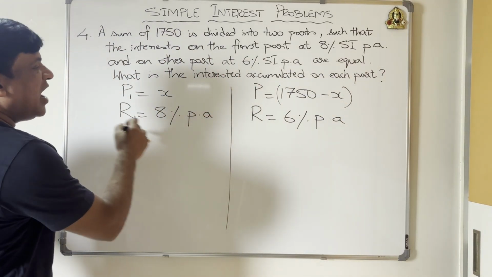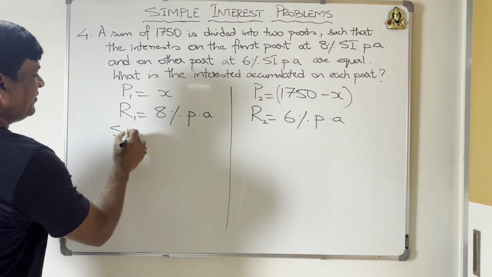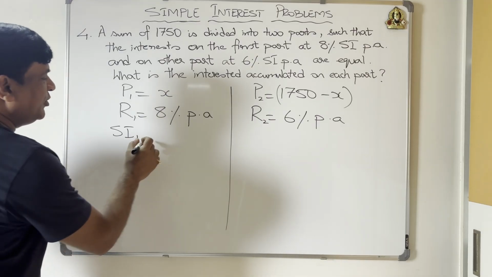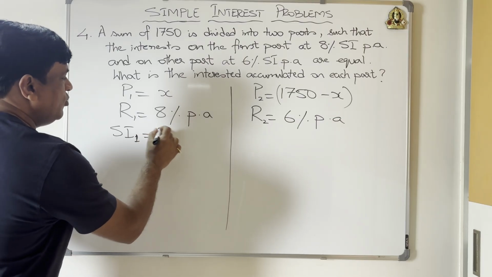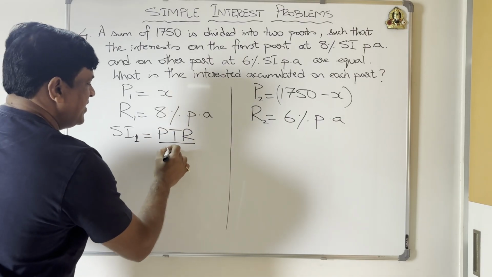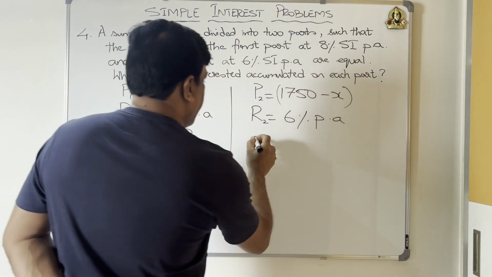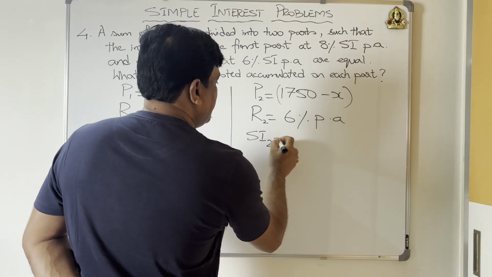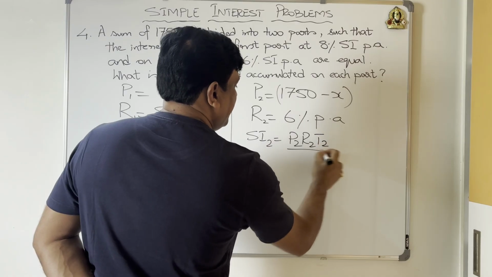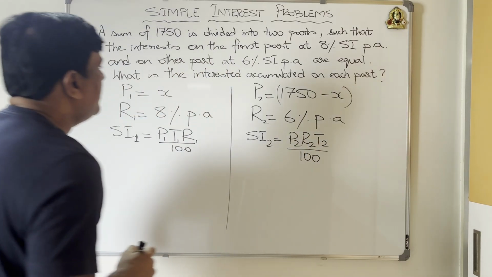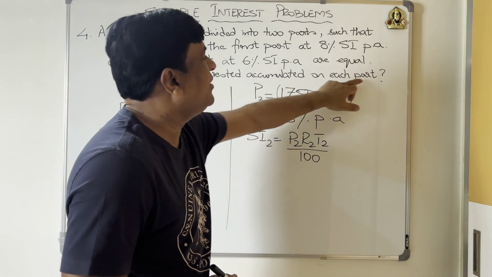So what are they saying? If I put this one as P1, R1, and P2, R2, then what will be your simple interest? Simple interest here, suppose I'll put it as S1. So S1 will be equal to PTR by 100. It will be PTR by 100, okay? And your SI2 will be what? P2 into R2 into T2 by 100. That is what it's going to be. So now they are asking us to calculate the interest rate accumulated on each part.